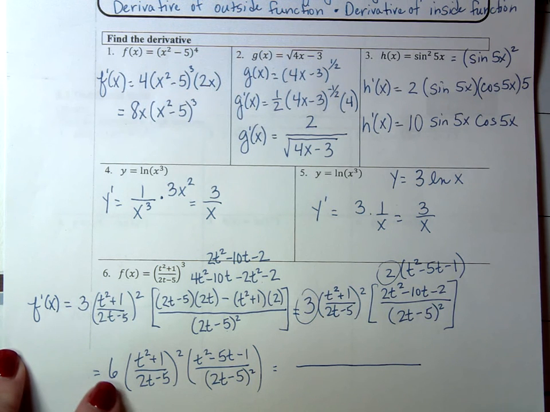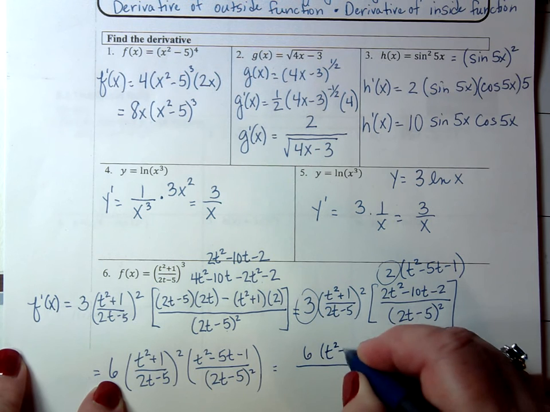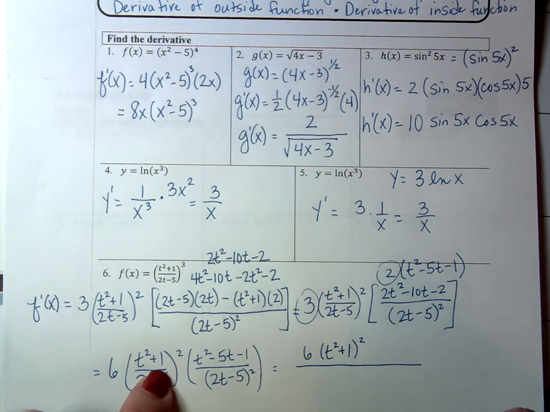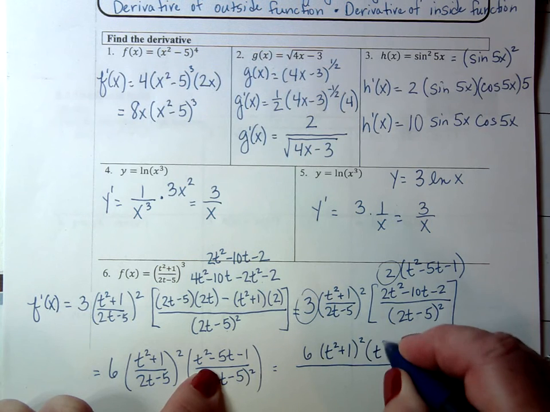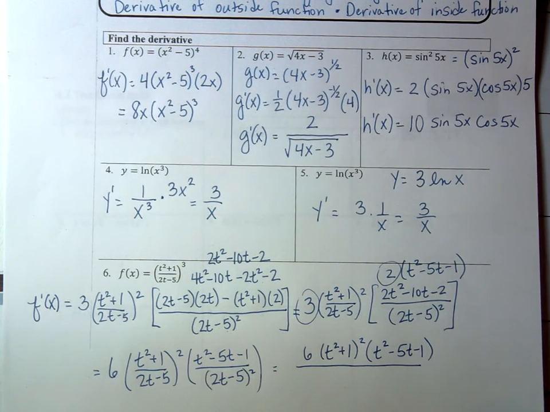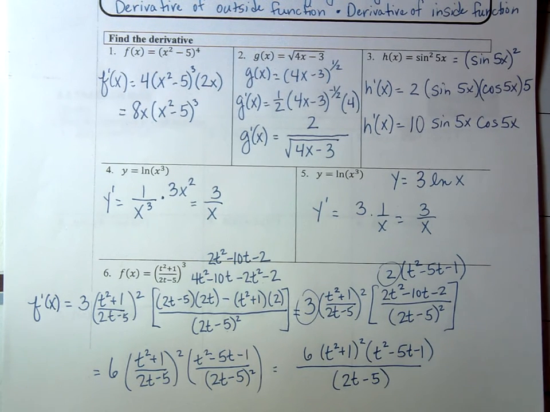The 6 is on the top. The t squared plus 1 is squared. That's on the top. The t squared minus 5t minus 1 is also on the top. And then I have a 2t minus 5 on the bottom. But how many do I have of that grouping? The grouping has this piece and this piece. Well, I can see I got 2 of those.